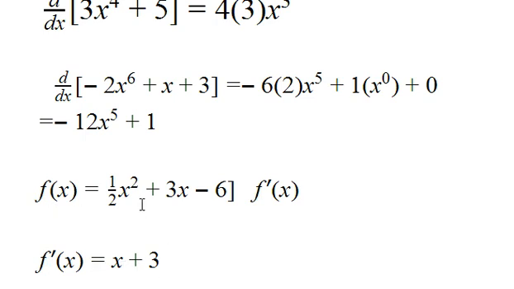Right, so you work that out by hand, take the 2, bring it out front. 2 times 1/2 is 1, and subtract 1 from the exponent. And of course, you just take the derivative of the coefficient. You take the derivative of 3x, you just get 3.